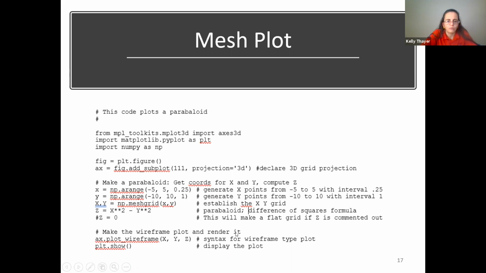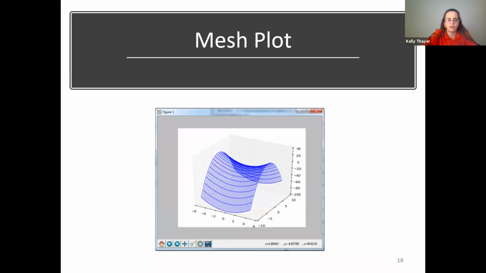So make the wireframe plot and render it. So what we're doing is ax.plot_wireframe(X, Y, Z). This is the syntax for the wireframe type of plot. And then, as we mentioned before, you need to actually show your plot. So here is our plt.show command, which displays the plot. And when we do this, we get a graph like this, a three-dimensional mesh grid, which shows the paraboloid.